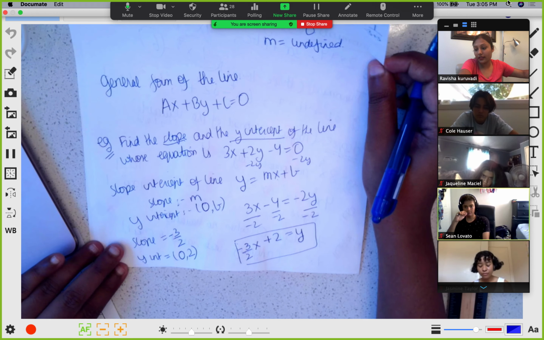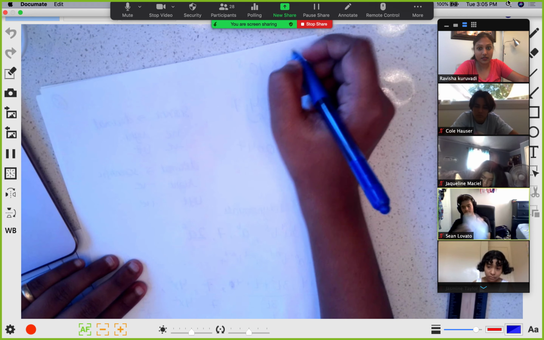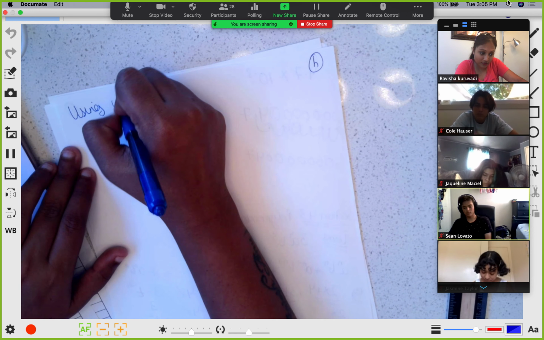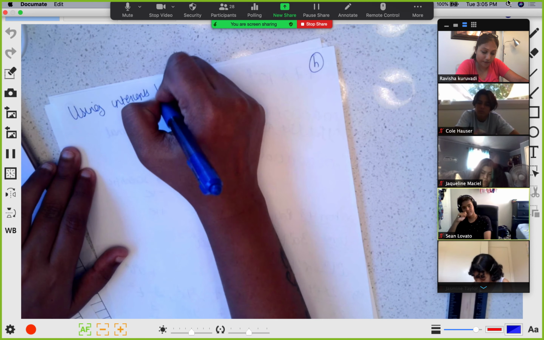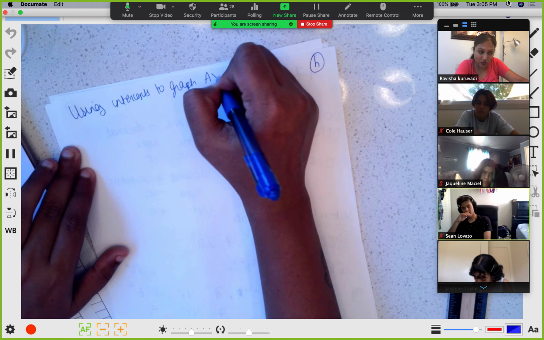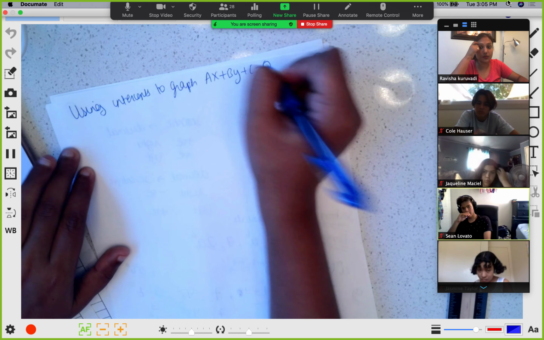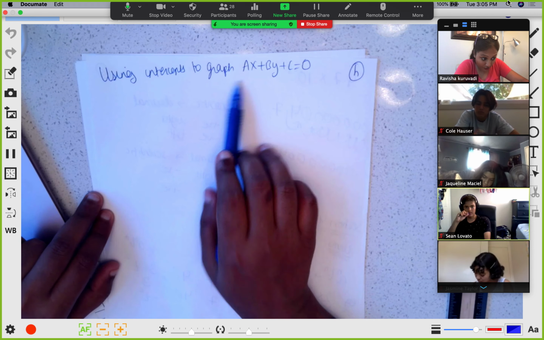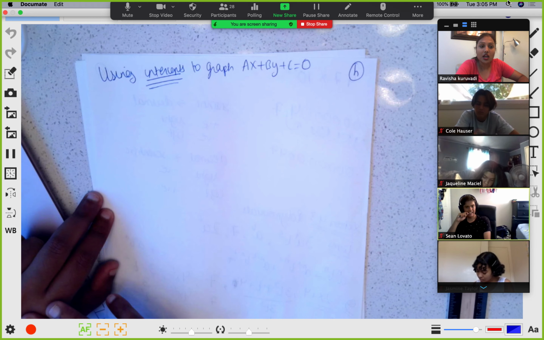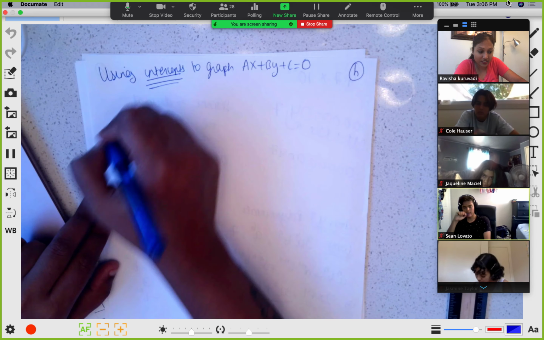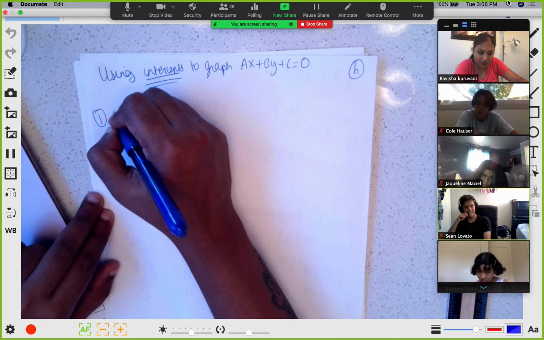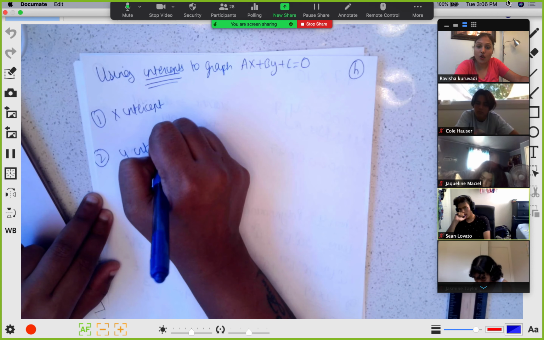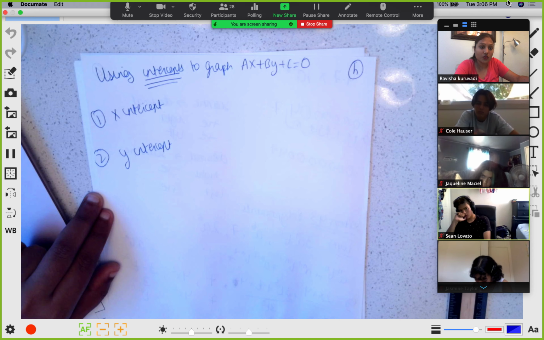Okay. The next thing and the last thing for today is using intercepts to graph ax plus by plus c is equal to 0. If it says you have to use intercepts, this is a different method to graph. How do you use intercepts? Basically you need two things: the x-intercept and the y-intercept. Once you know these points, plot them and graph.